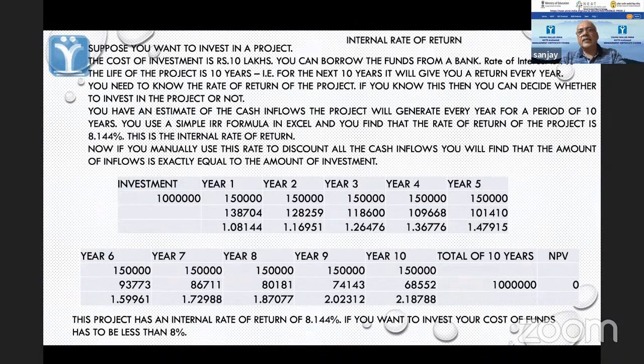So there it was done in Excel. Here I've done it manually for you. If you want to do this just for the sake of trying it out, you can do this on an Excel sheet.